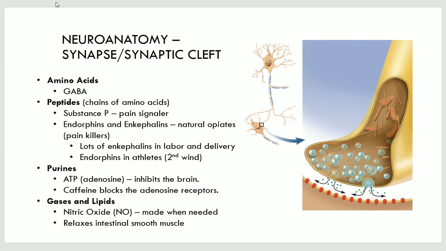There's an amino acid called GABA. Gabapentin, that I'm sure you guys have heard of, is a drug that blocks that one. There are peptide neurotransmitters. Substance P is a pain signaler, so know that. Peptides are chains of amino acids, by the way. Substance P is just an example of a pain signaler. Endorphins and enkephalins are natural painkillers. So a lot of peptide neurotransmitters deal with pain, and a lot of enkephalins are actually working overtime in labor and delivery to block that pain.